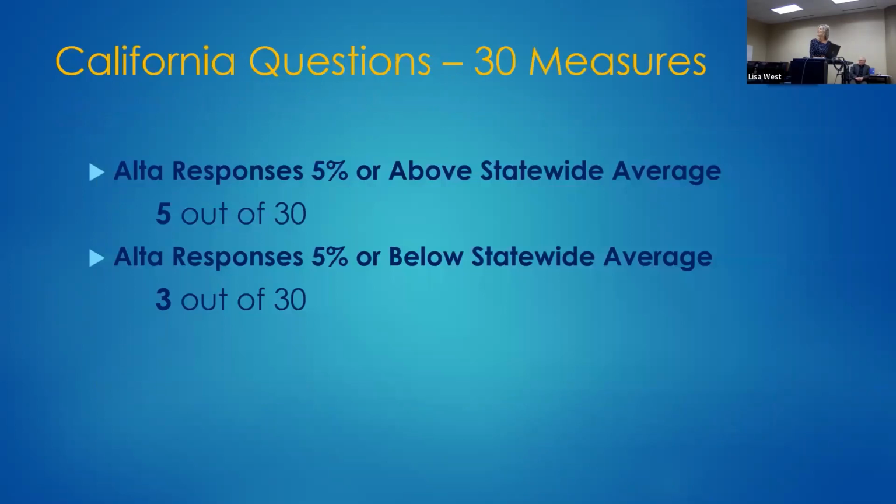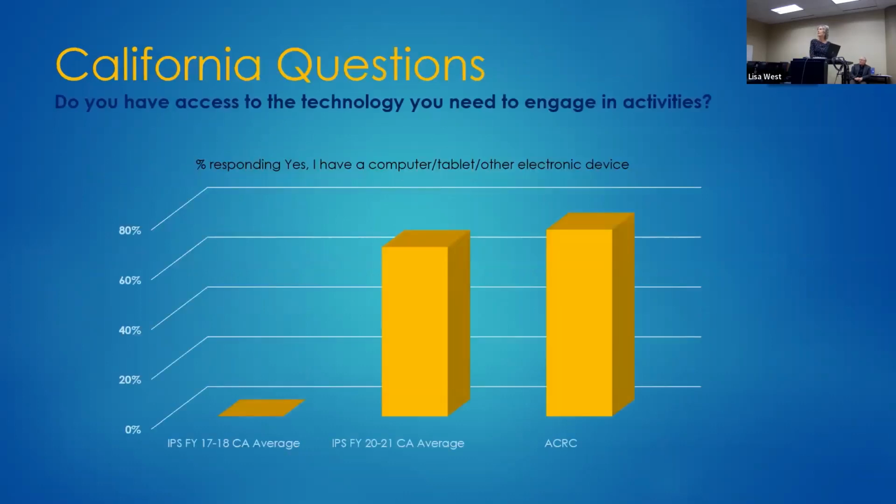Okay. So these are questions about technology. We had 5 out of 30 responses that were above the statewide average, and 3 that were below. The question is, do you have access to the technology you need to engage in activities? We're doing very well in this area. 75% of our respondents said yes. Statewide, the average is 68%.